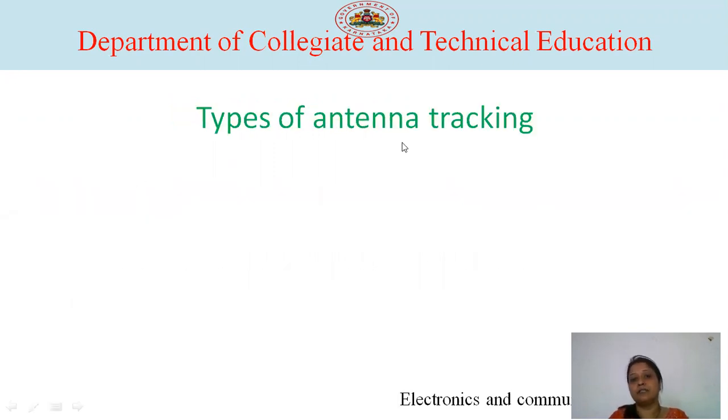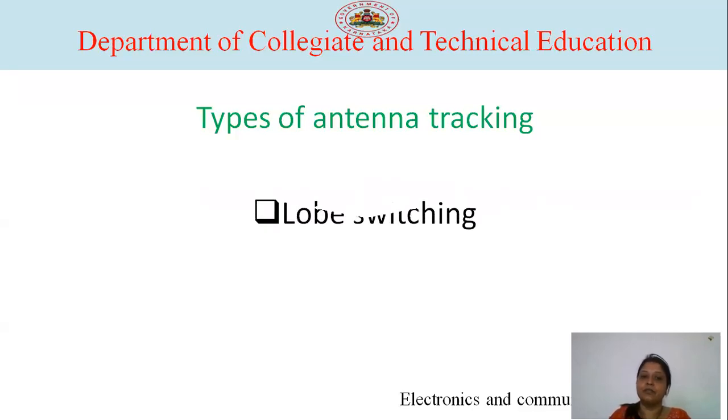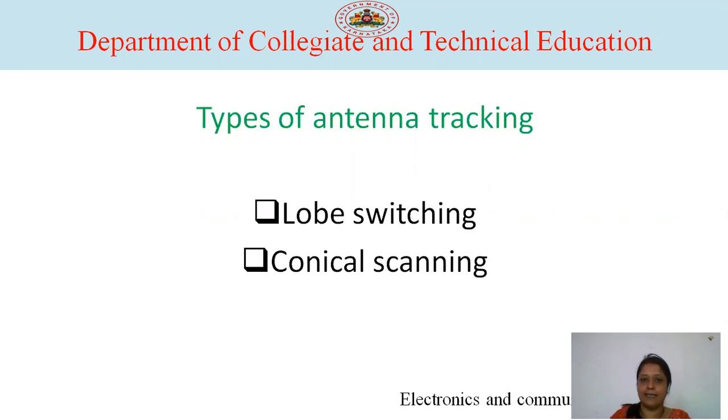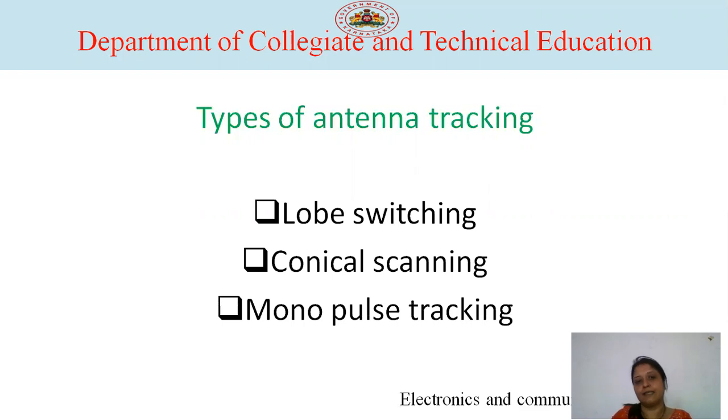Now the types of the antenna tracking. In the antenna tracking method, we have different types. Based on the applications, those types are used. First one, the lobe switching technique. Second is the conical scanning. Next is the monopulse tracking. These are the three different types of tracking methods that are used in the radar. Now one by one we will study here.